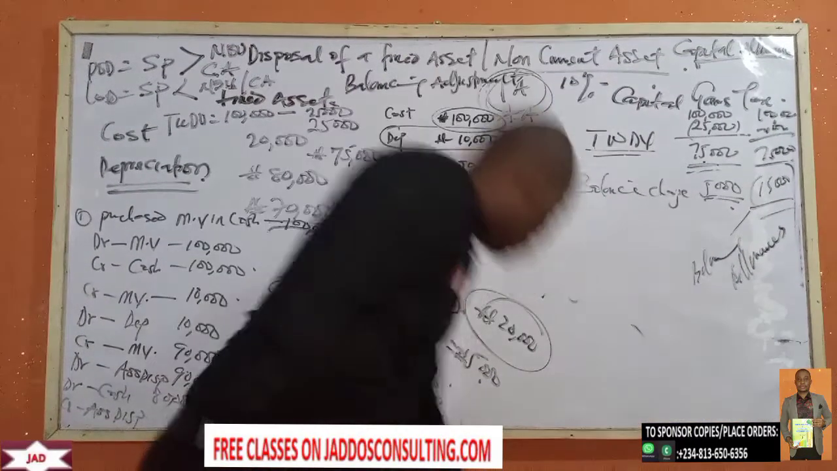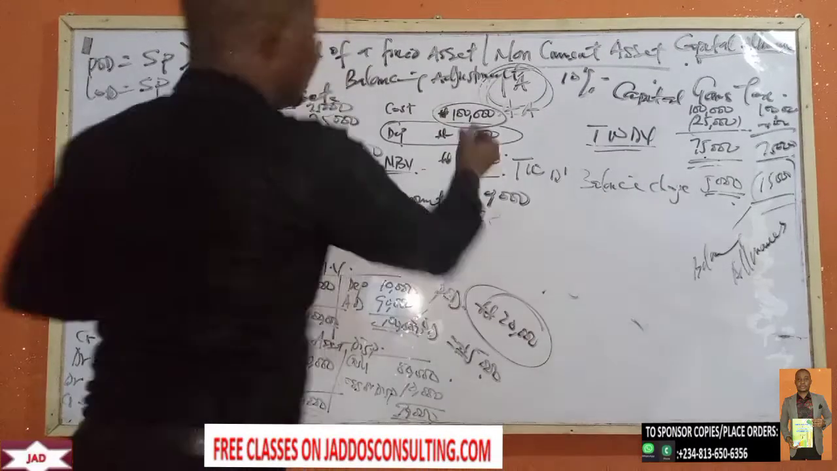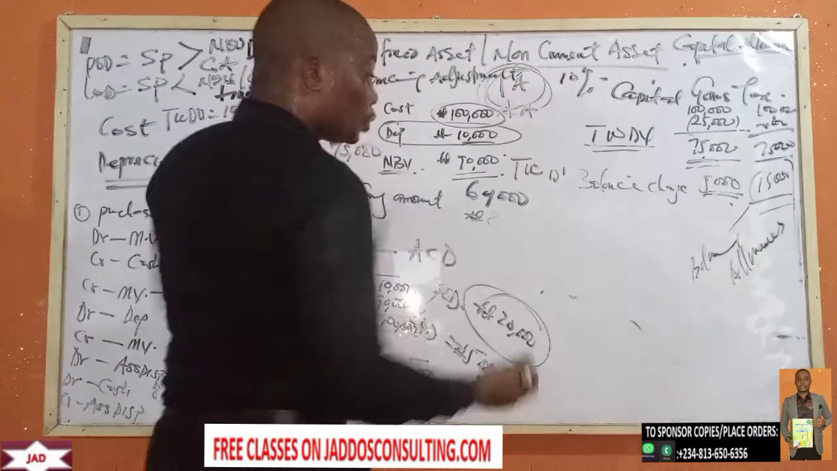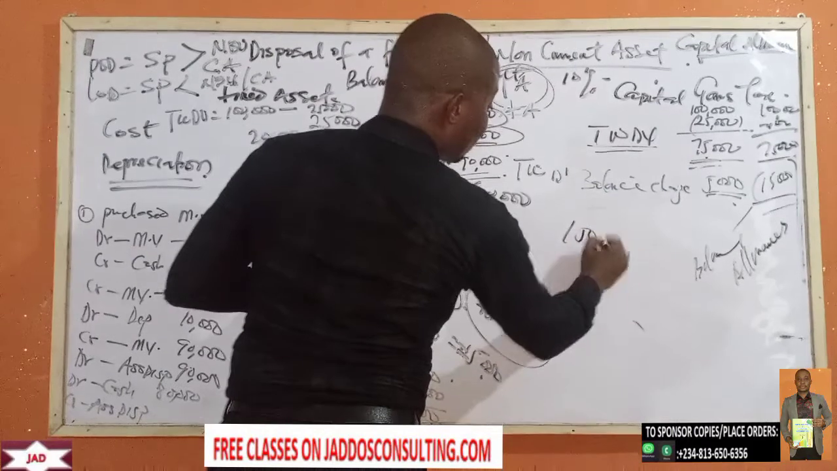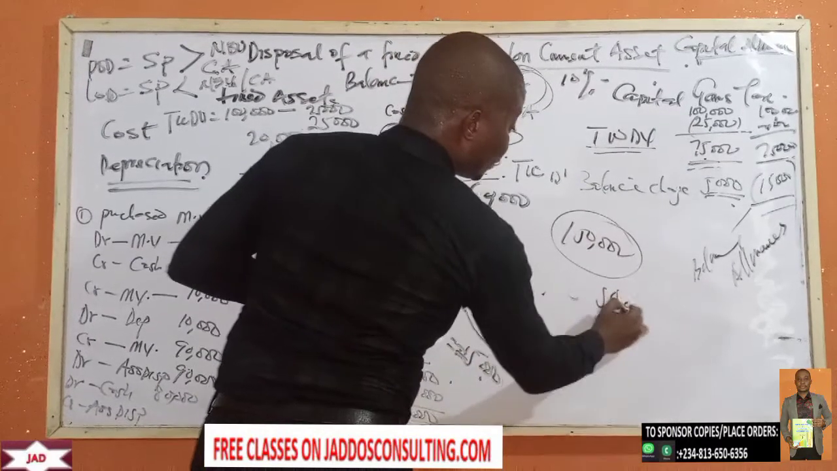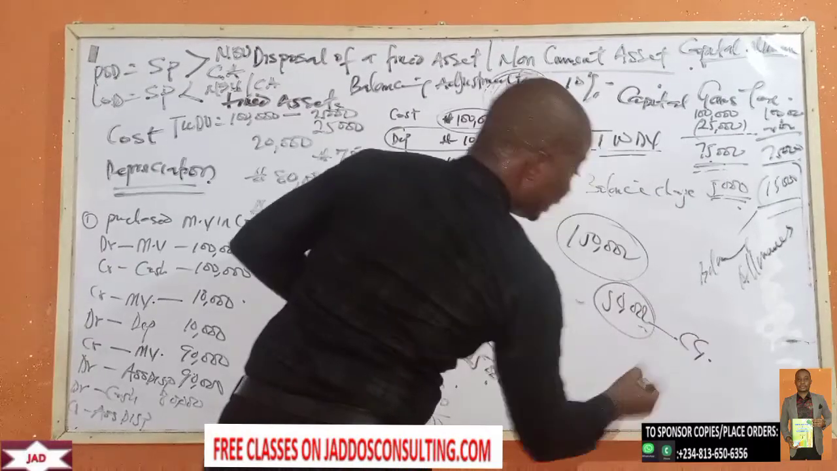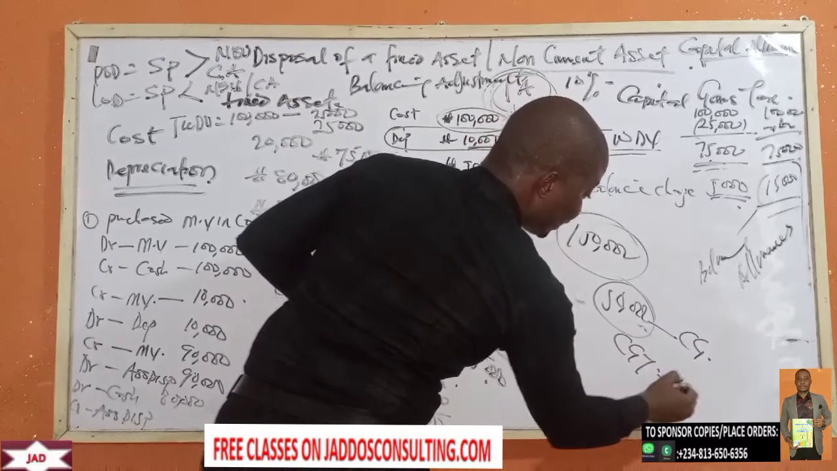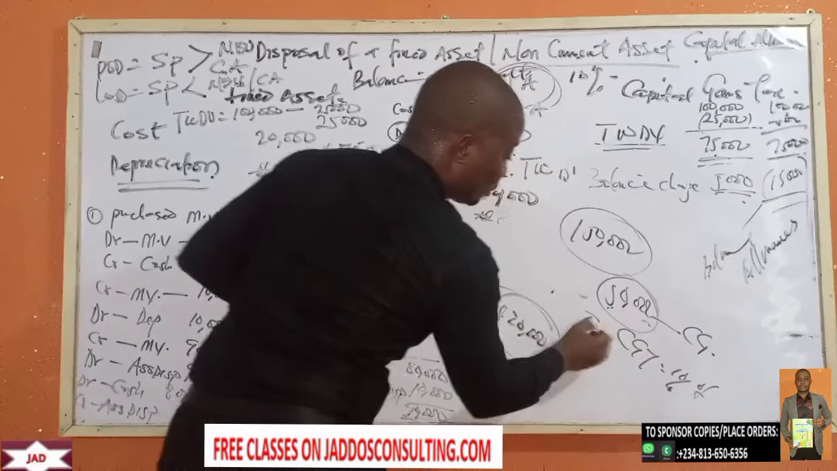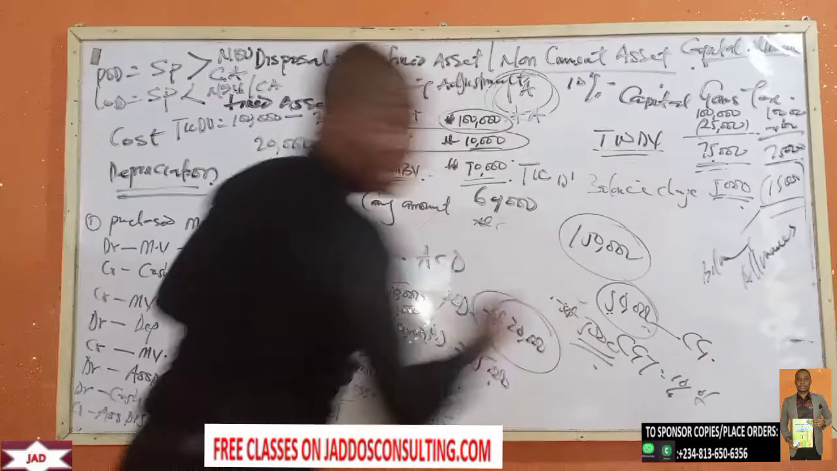So if the cost, for instance, as we have here, is 100,000, and then by the time we sold it for, let's say, 150,000, of course, there's a gain of 50,000 on the asset. So this is the chargeable gain. Then the capital gains tax will be 10% of 50,000, which is 5,000 naira.